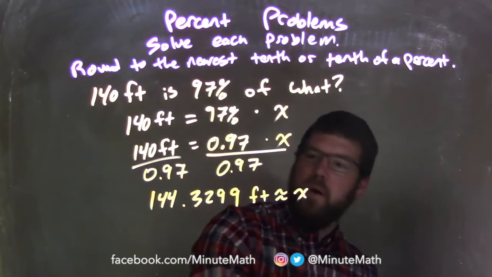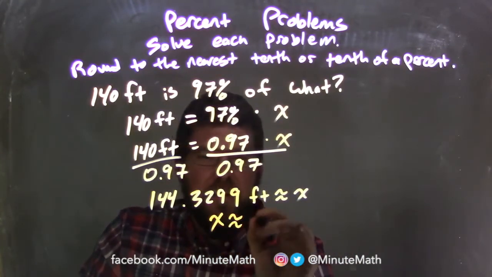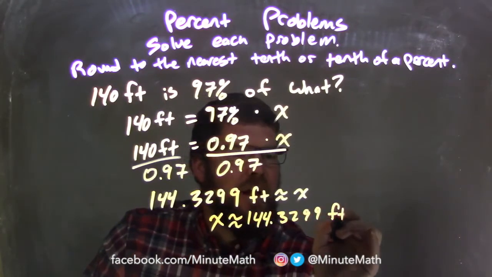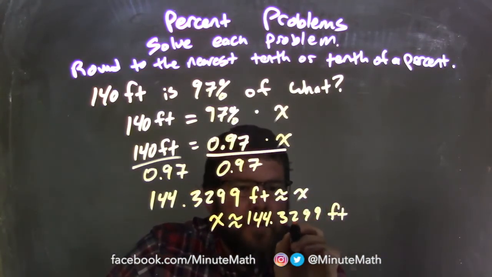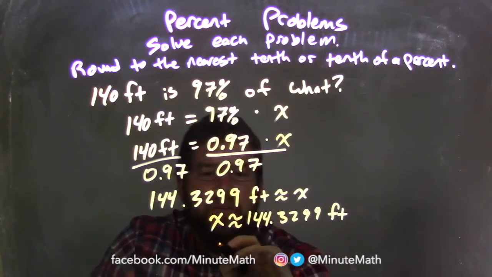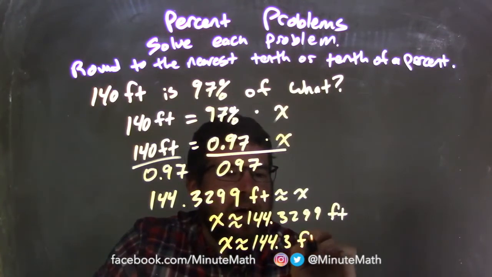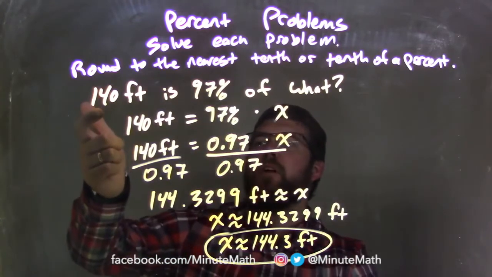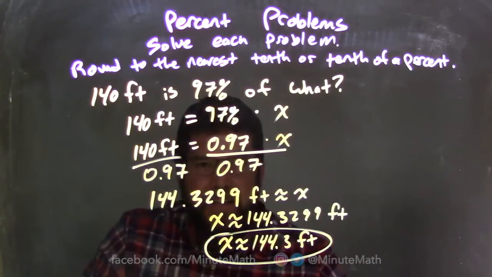We good to go. So rewrite and x comes first. So x is approximately 144.3299 feet. But now we need to round that to the nearest tenth. So we look at the 3 and the 2. The 2 causes the 3 to stay where it is. Okay, doesn't change it. So we have x here is approximately 144.3 feet. That's when we round it to our nearest tenth. So that answers our question here. 140 feet is 97% of 144.3 feet.